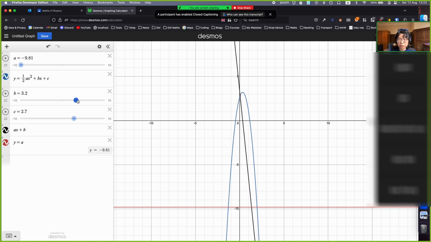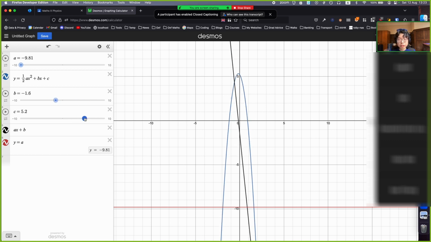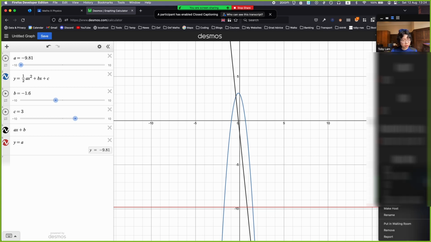And again, you can mess around with all these variables and you get very interesting results. So I really recommend you to do this. Desmos is just a great tool.